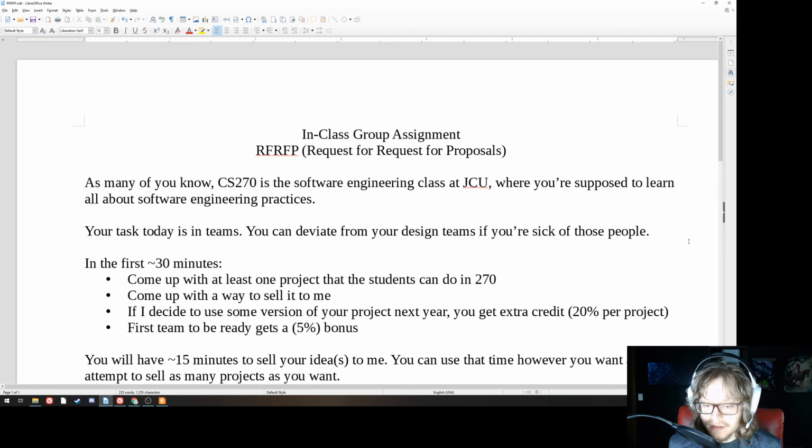And what is the point of this in a technical writing context? The point is that you have to write and or speak in some way that sells your project or projects to me. So in the first 30 minutes here, I'm going to give you about 30 minutes to come up with at least one project. You can come up with as many as you'd like, but you are only going to get about 15 minutes to try to sell everything you've come up with to me. And that includes any time I spend bothering you for questions.